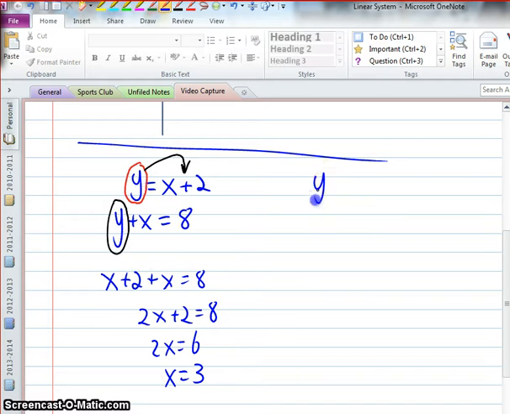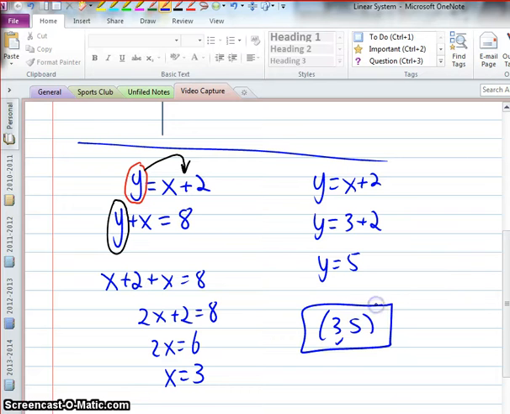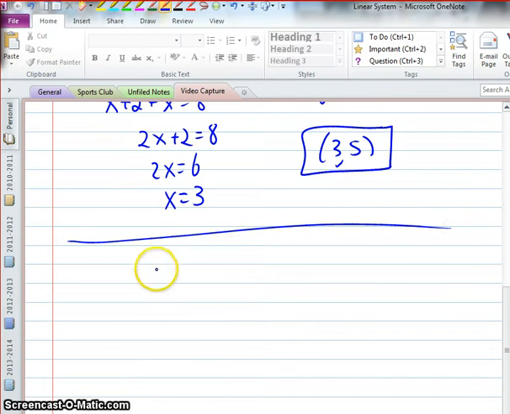So for example, the first equation was y equals x plus 2. If I go back and plug in 3 for x, I wind up getting 5 for y. So the intersection point for those two lines is (3, 5). Unless the lines are parallel, they're going to intersect somewhere. Let's try again. It takes a few times of practice to get to where you're comfortable with it.